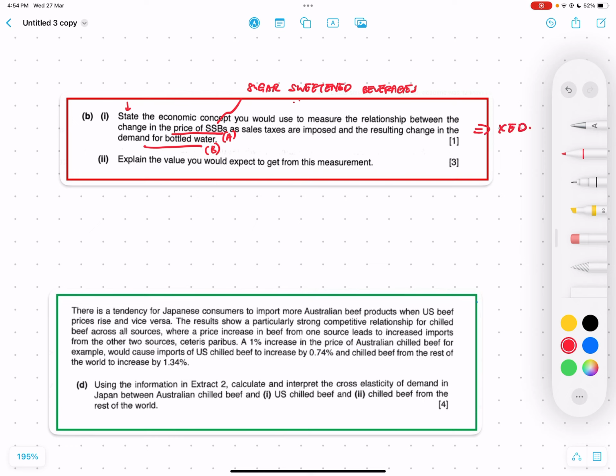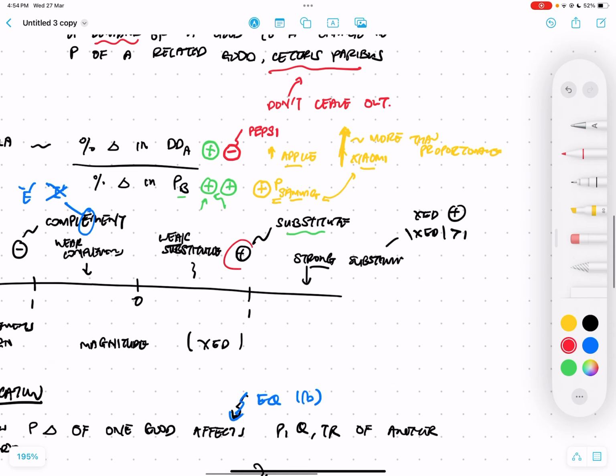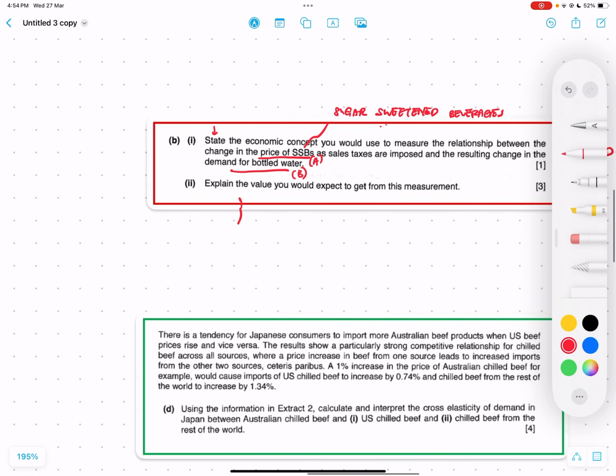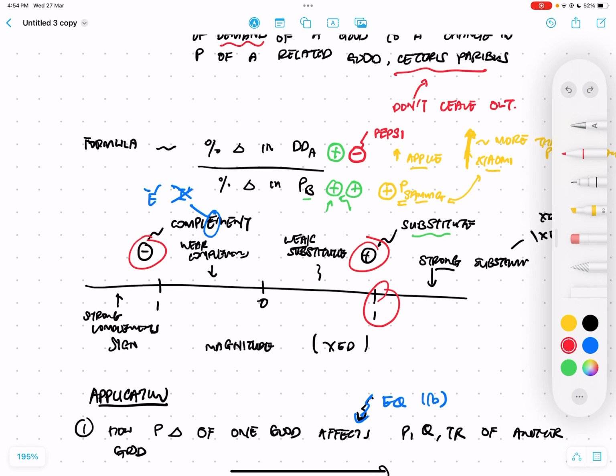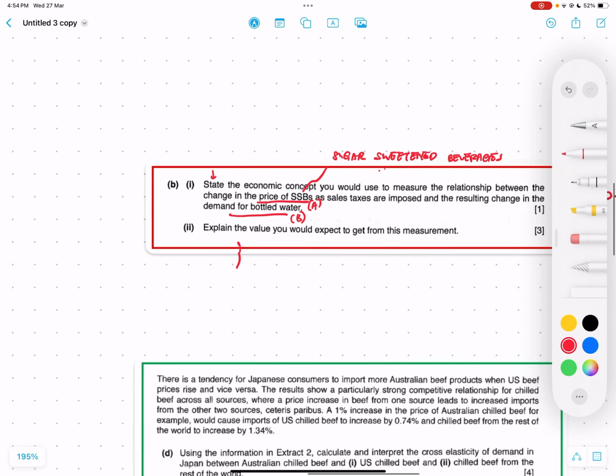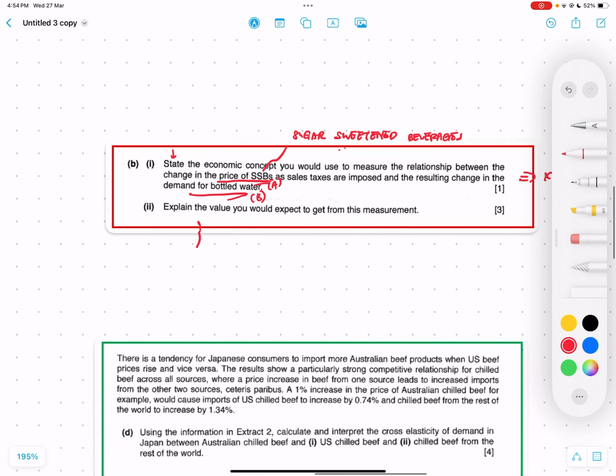Okay, this is Cambridge. Then they ask you to explain the value you expect to get from this measurement. So you must know that of course the value could be either positive or negative, and then the value could be more than 1 or less than 1, right? Let's just say that more than 1 or between 0 and 1. Okay, so clearly you either consume bottled water or you consume Coke. So they are clearly substitutes. So you gotta tell me that, oh, they are substitutes, more than 0, and the magnitude is more than 1 or less than 1, whichever you decide based on the case material.